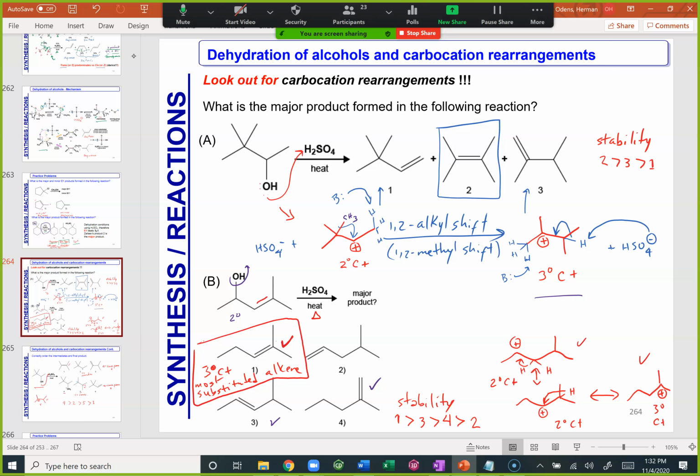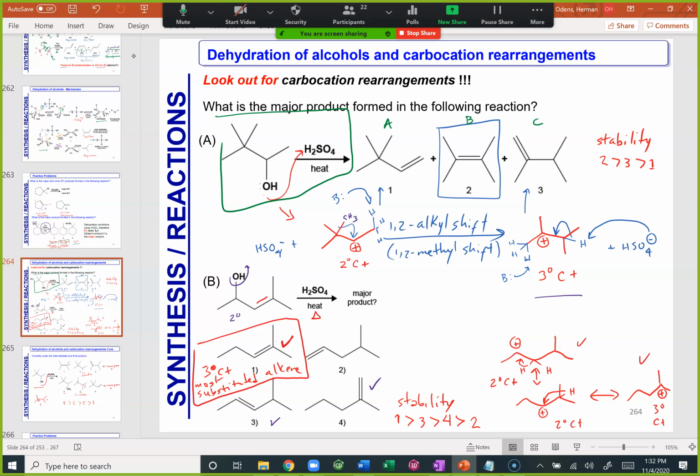So for the dehydration of alcohols, look out for carbocation rearrangements. I make that really clear because on my milestone, I can give you this reaction and give you options A, B, and C. And you have to know that the preferred product formed there will be 2. Why is that?